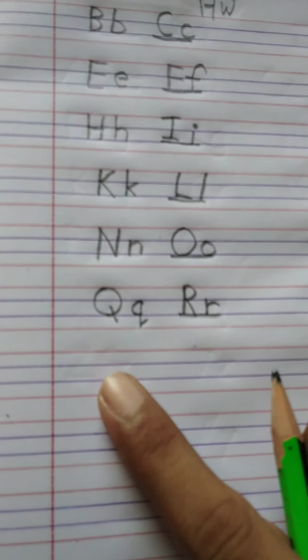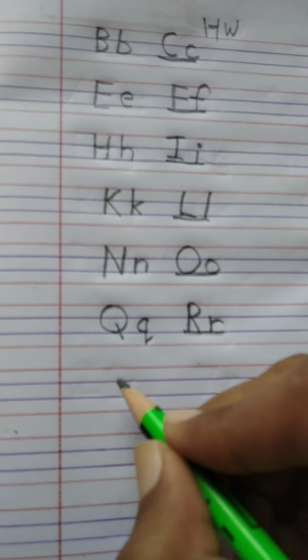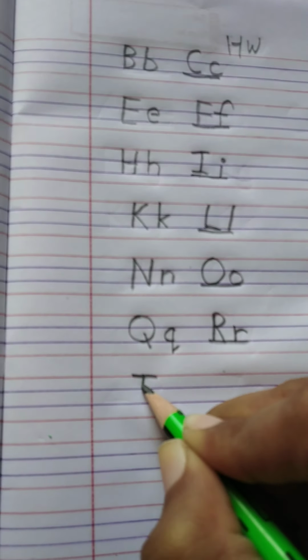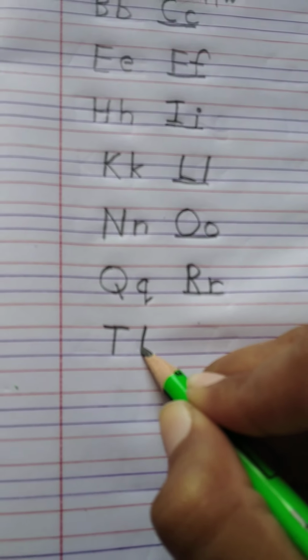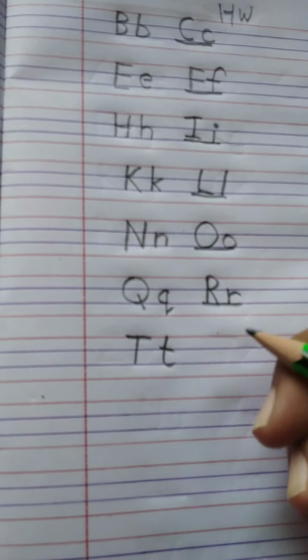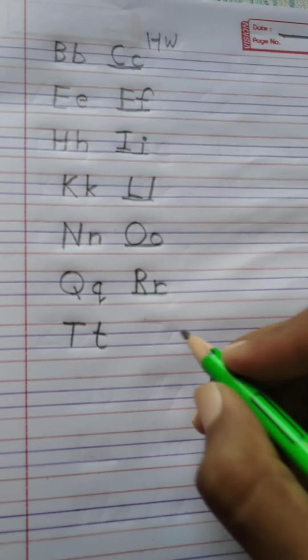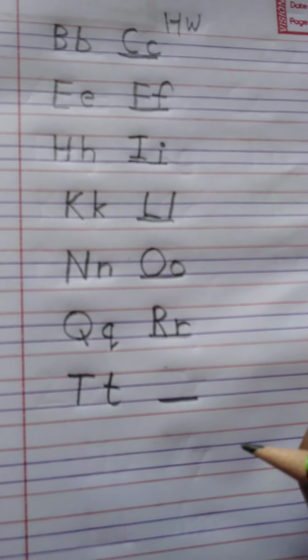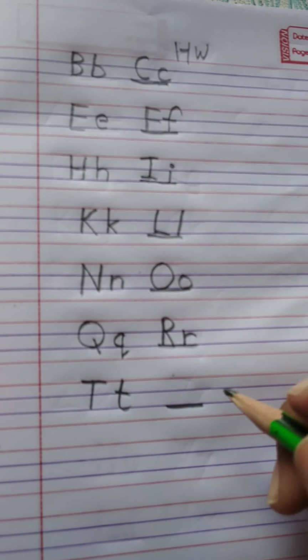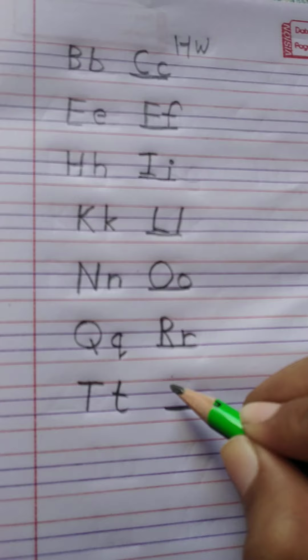Now right here in next line, letter T. Sleeping line, standing line. This is capital T. Now small t. Standing line, curve, sleeping line. This is small t. T after which letter? After T which letter, children? S? No. U? Yes. T after U.